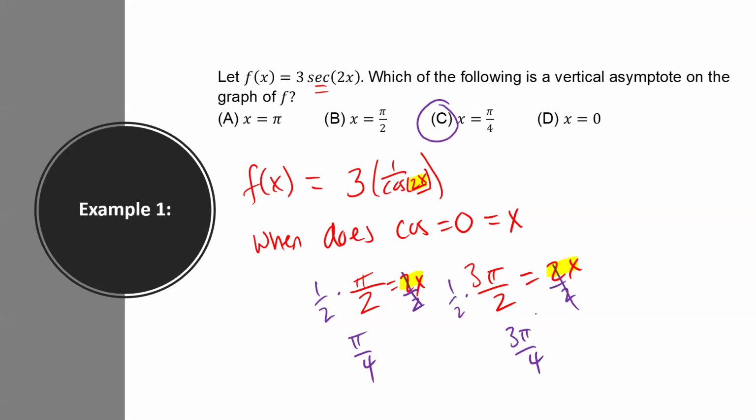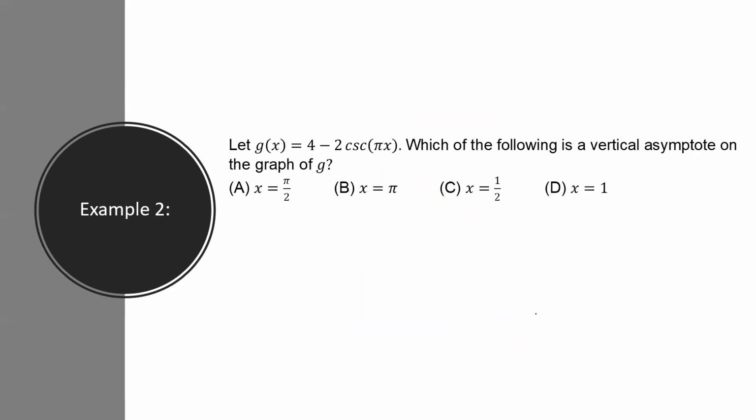Okay, are you ready to try it again? Again, we have to pay attention to what's on the inside of our trig argument. Here, we have 4 minus 2 cosecant pi x. Which of the following is a vertical asymptote of the graph G?